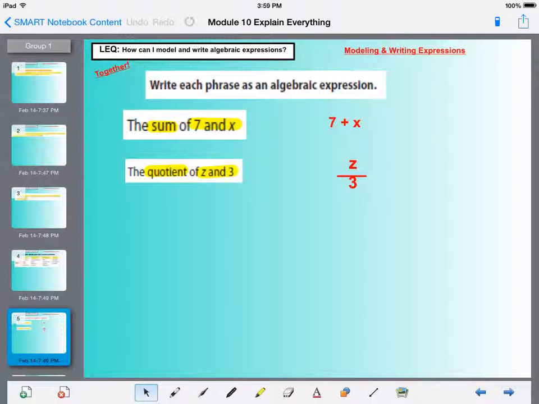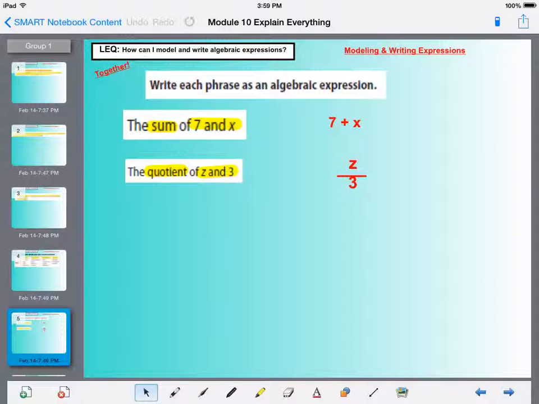We also were given the task to write a phrase as an algebraic expression, and if we're given the phrase the sum of 7 and x, we would use our knowledge of the word sum as an addition word, which means we're going to combine 7 and x. So the expression would be 7 plus x.